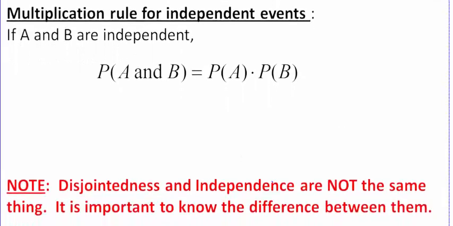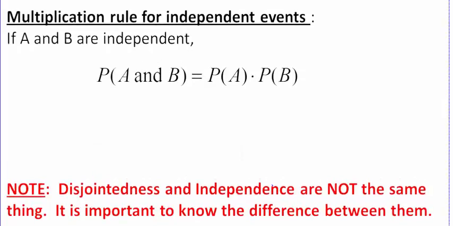One thing I want to note here is that something being disjoint and something being independent are not the same thing. They are two totally different things. So it's important that we know the difference. So when I get back to class, make sure we spend some time discussing examples of something that's disjoint that might be independent and something that's disjoint that is not independent, and vice versa.